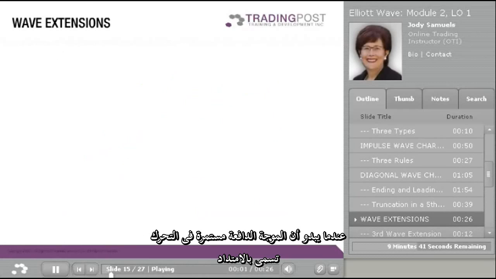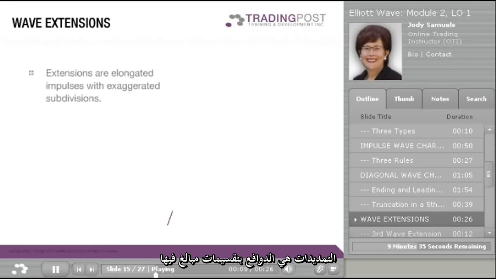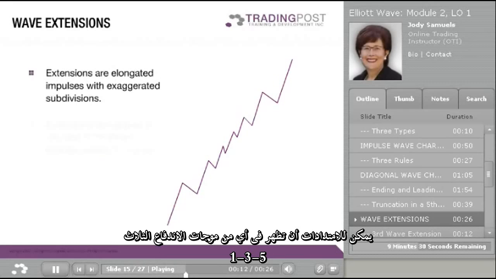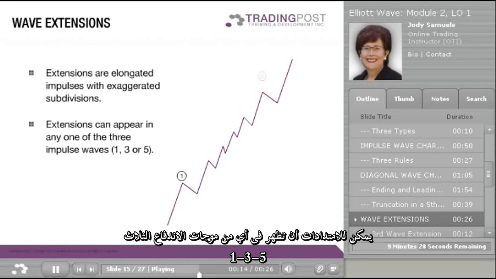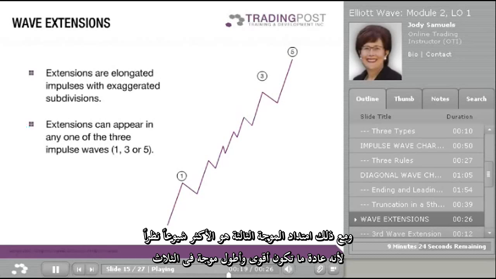In classical technical analysis, a truncated 5th is a double top formation. When the impulse wave seems to go on and on and on, it is called an extension. Extensions are elongated impulses with exaggerated subdivisions. Extensions can appear in any one of the 3 impulse waves, 1, 3, or 5.